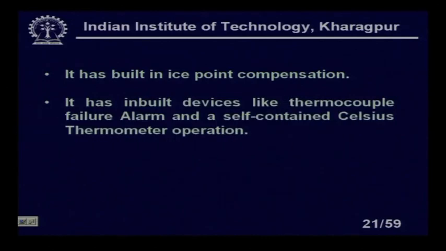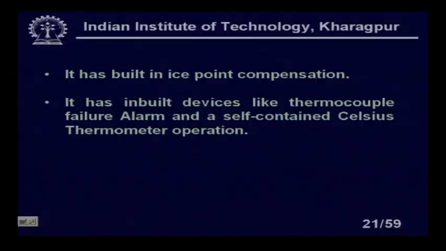It has inbuilt devices like a thermocouple failure alarm, because if the thermocouple junction is open, some alarm should be given, which previous thermocouples did not have. It will give some alarm, some voltage which can be used to trip an alarm, so that the person in the process knows that this thermocouple is out of order. And a self-contained Celsius thermometer operation is also possible. Direct readings of the thermometers in degrees centigrade is possible.